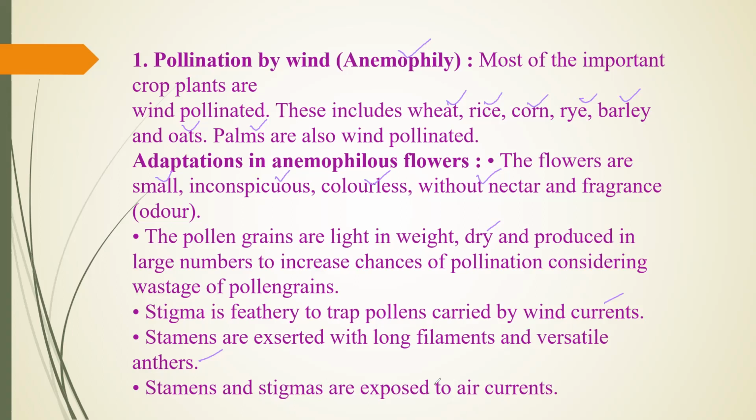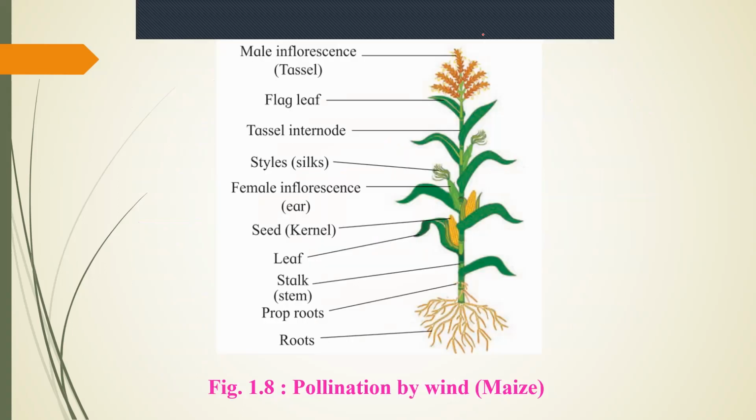Stamens and stigmas are exposed to the air current. पुढे गेल्यानंतर चित्र बघितल्यानंतर तुम्हाला काय हे आहे. So this is the example of the maize. काय काय characteristic दिसतात बघा. So this is the inflorescence.